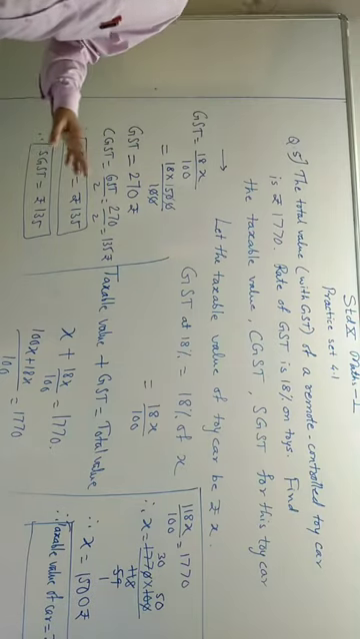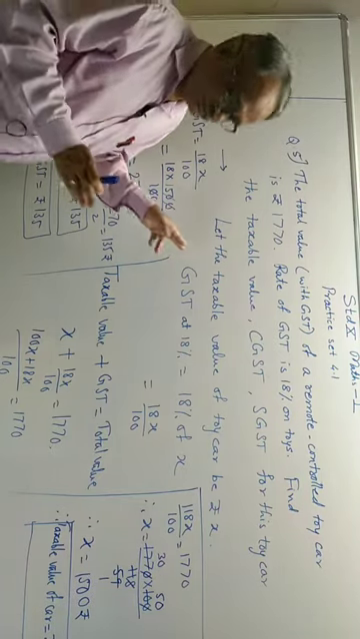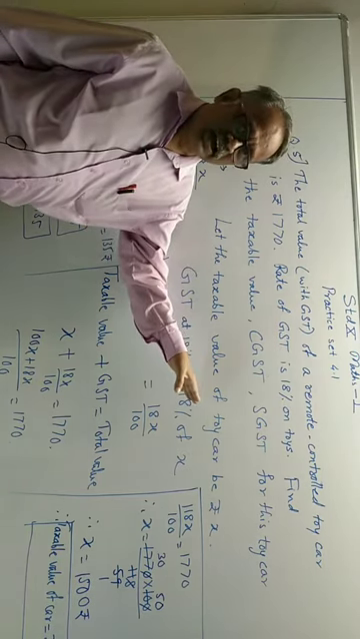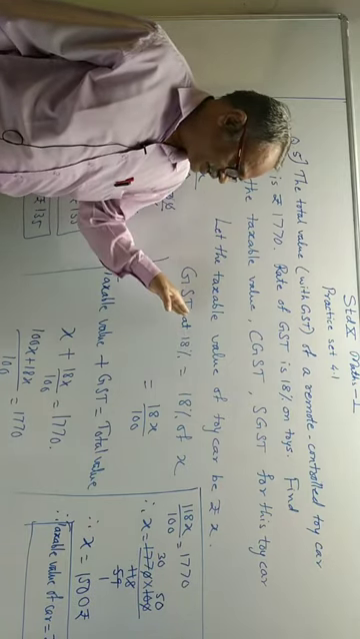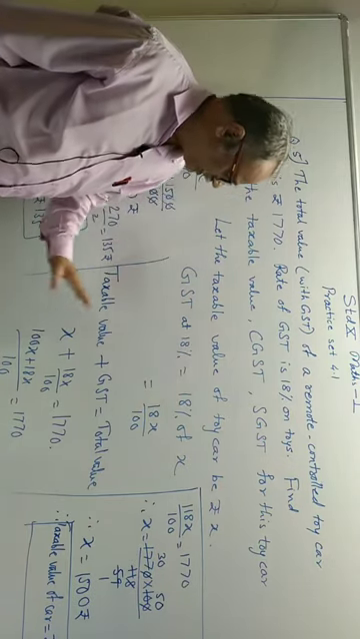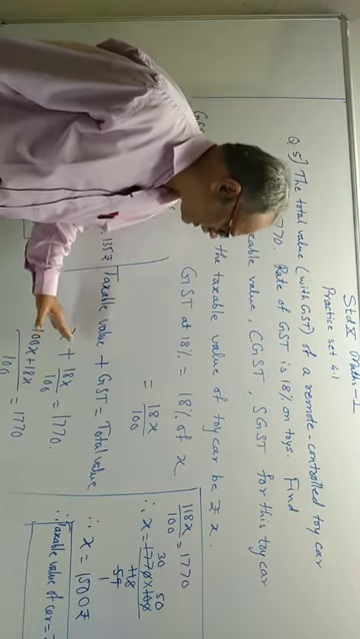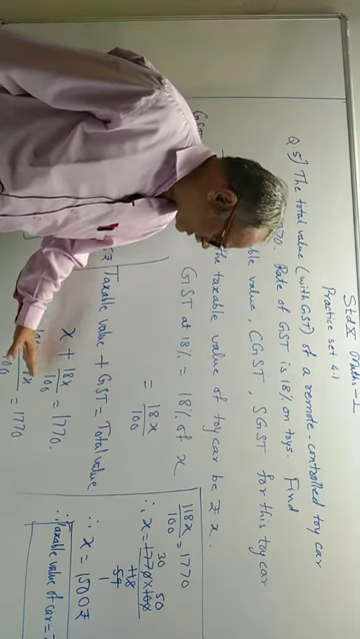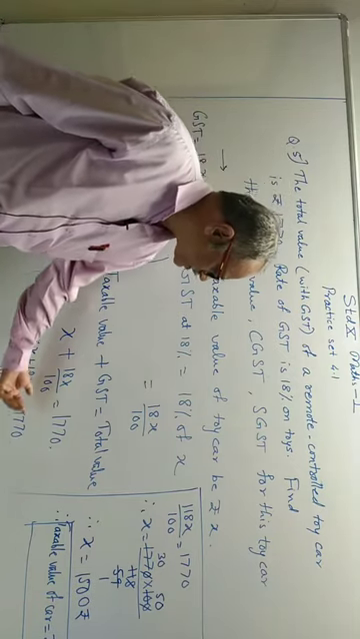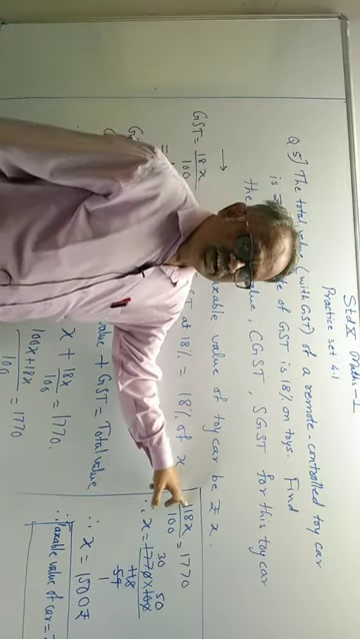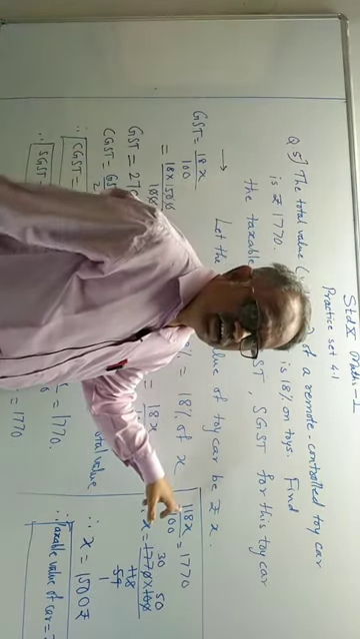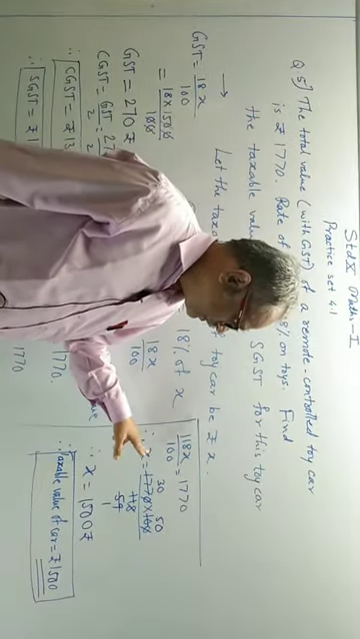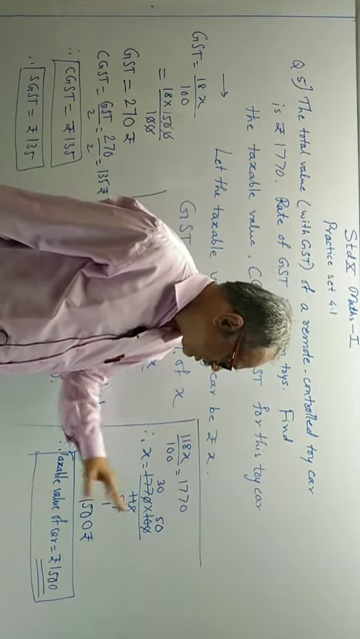Once again, neatly observe. Taxable value of the car X, GST at 18%, 18x upon 100. Taxable value and GST total is total value X plus 18x upon 100 is 1770. 100x plus 18x whole divided by 100 by taking LCM is 1770. Therefore 118x upon 100 is equal to 1770. Therefore x is 1770 into 100 upon 118.